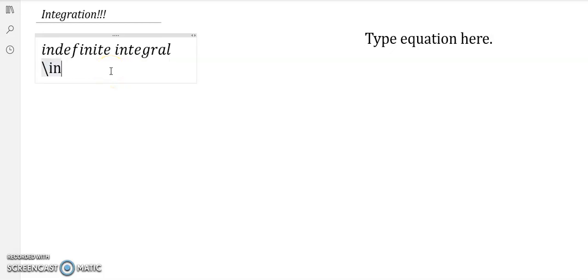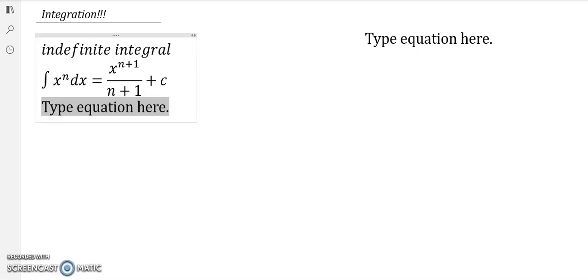We have this formula: the integral of x to the power n dx equals x to the power n, and remember we should add 1 to the exponent n, all divided by the exponent n plus 1, plus the arbitrary constant c.